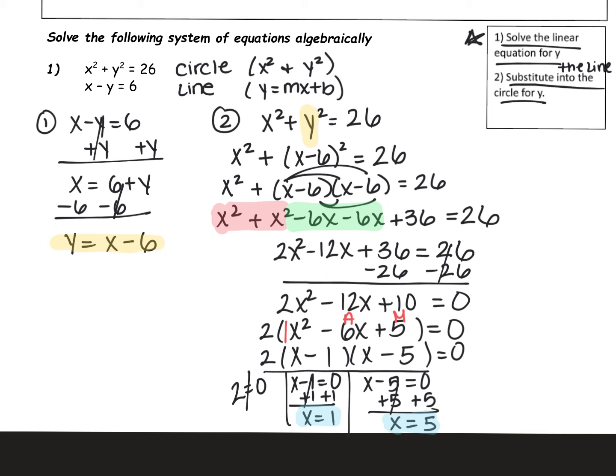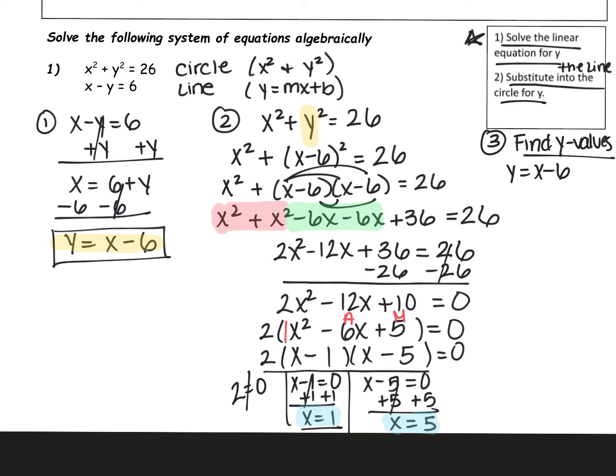So just like we've been doing for the past couple days, step 3 is going to be to find the y values. Plugging into my line is usually easiest. So y equals x minus 6. Let's start with x equals 1. So 1 minus 6 is negative 5. So I plugged in 1 and got out negative 5.